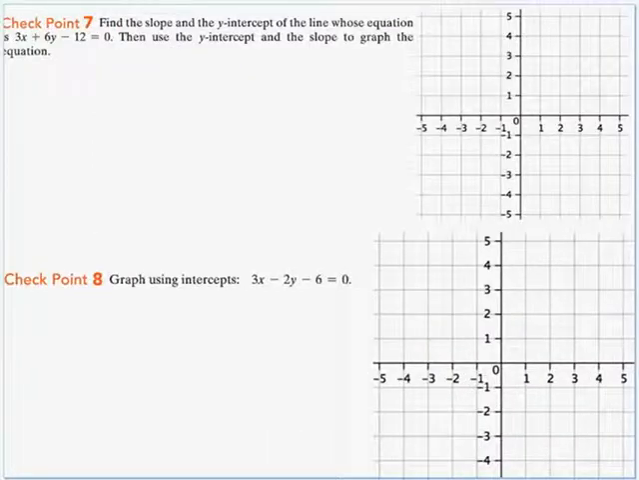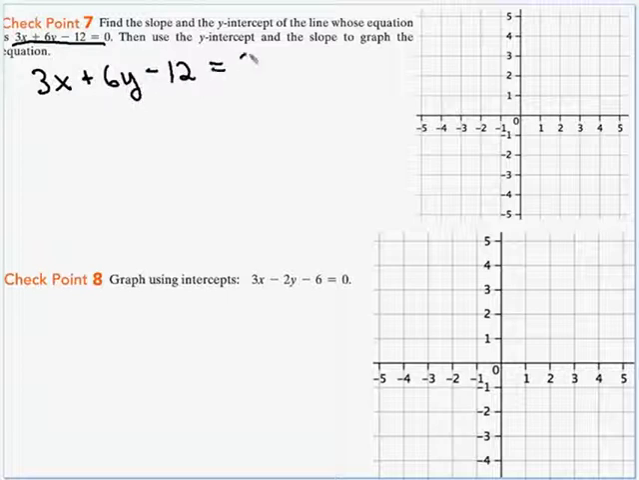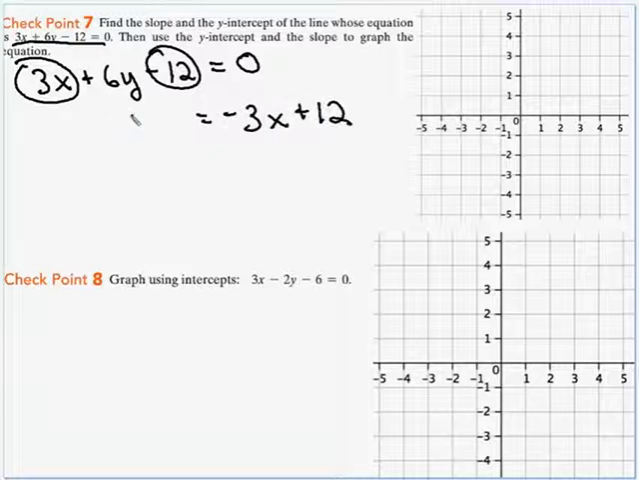Checkpoint 7. Find the slope and the y-intercept of this equation, and then graph it. So we have 3x plus 6y minus 12 equals 0. Easiest way to graph is to put it in slope-intercept form. So I'm going to subtract 3x and add 12 on each side. So subtract 3x and add 12 on the right, and that's equal to 6y. And now, of course, divide by 6. Each term gets divided by 6.